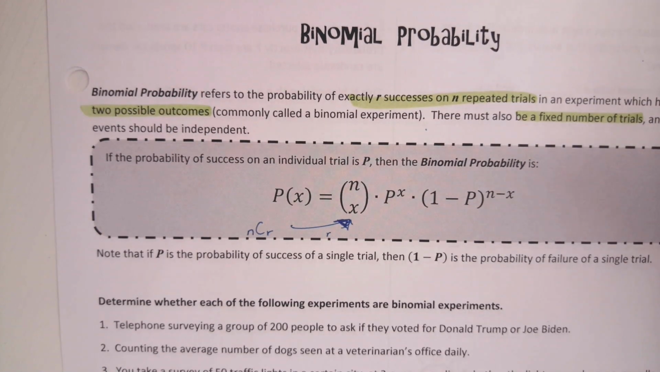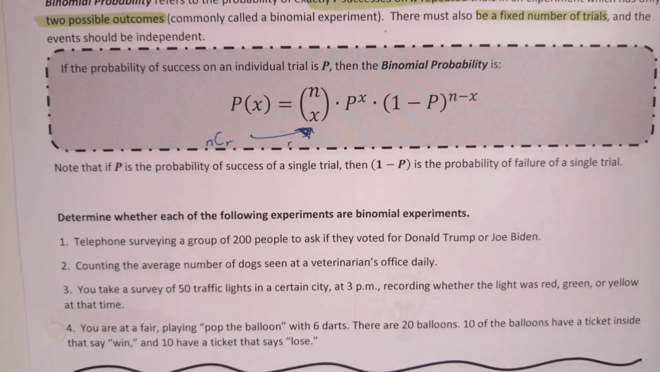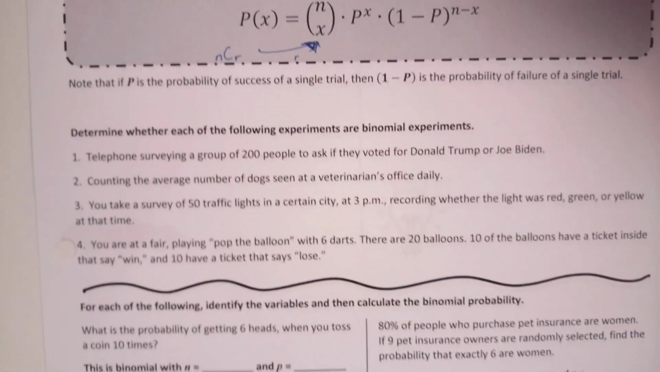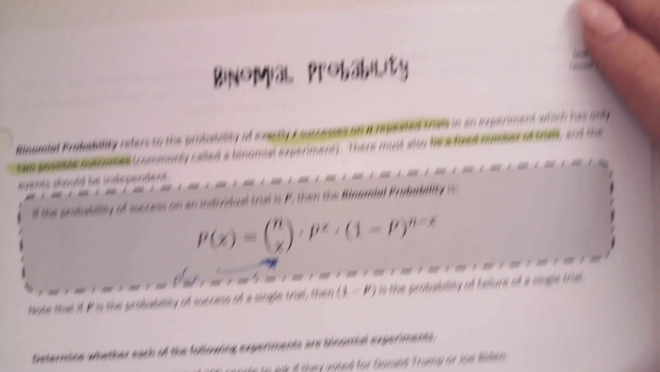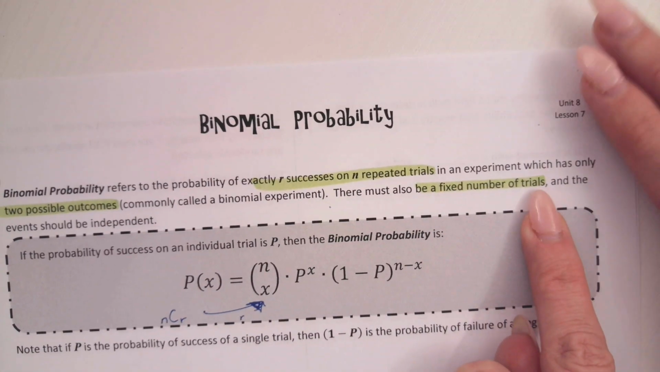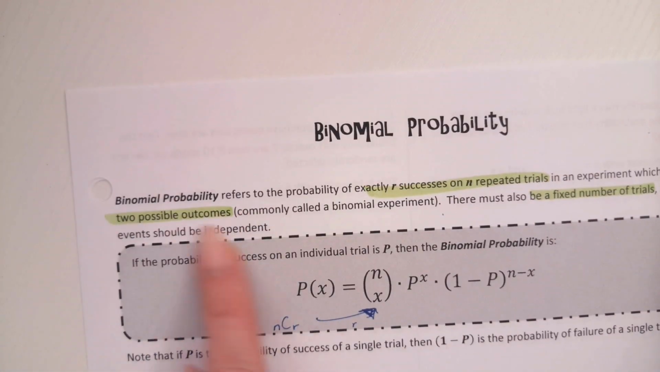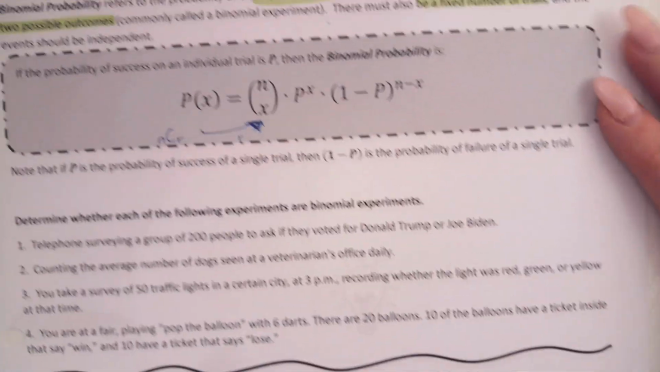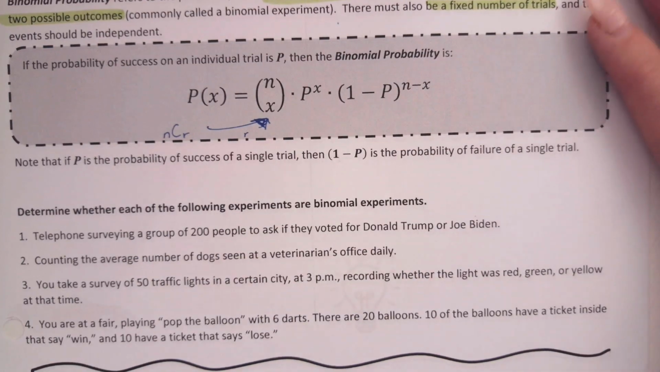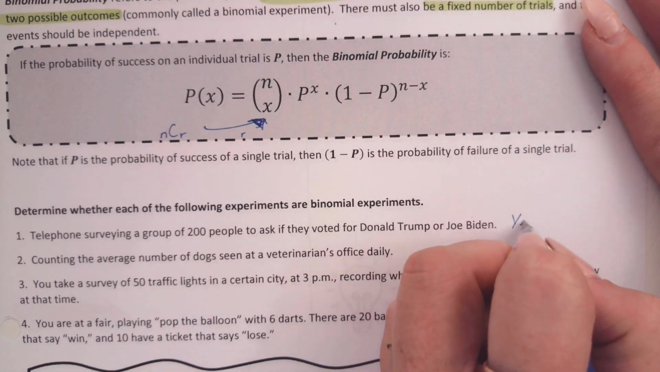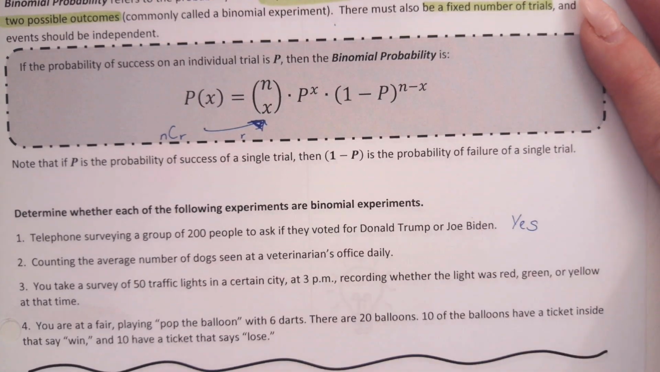We're first going to just think about whether or not these would be binomial experiments. Number 1, telephone surveying a group of 200 people to ask if they voted for Donald Trump or Joe Biden. What are we thinking? Yes, because we need a fixed number of trials, and we need only two possible outcomes. There would be 200 trials, and these are our two outcomes. So yes, this would be a binomial experiment.